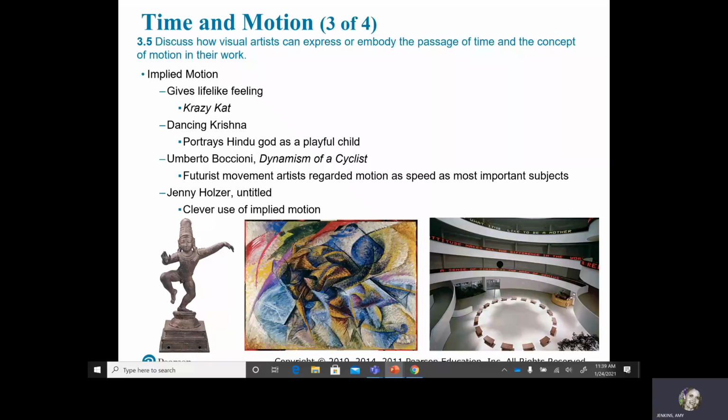Implied motion. Implied motion gives a lifelike feeling. We have the Dancing Krishna, which portrays the Hindu God as a playful child. We have Umberto Boccioni's Dynamism of a Cyclist. It's a Futurist movement. The artist regarded motion and speed as the most important subjects. And then Jenny Holzer on the far right. She has a clever use of implied motion with the words going down this space.